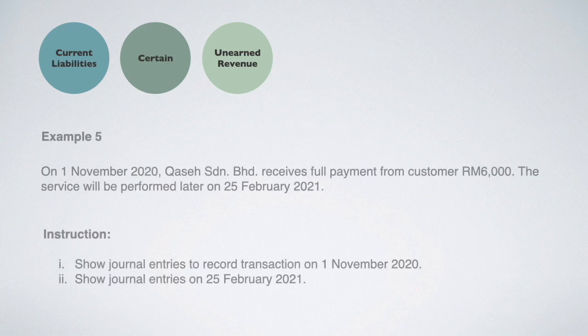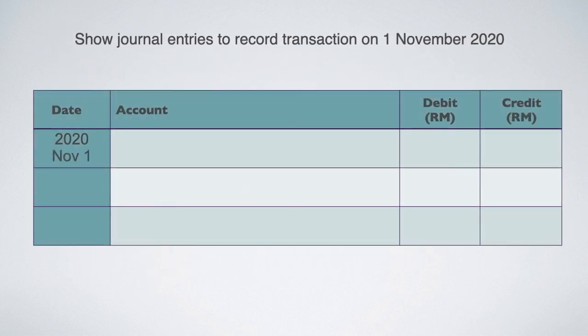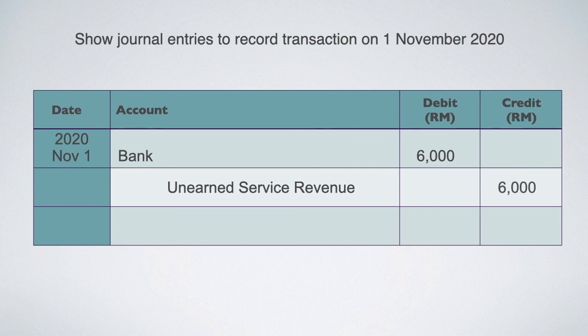Okay, we move to unearned revenue. Okay, what is unearned revenue? Tadi kita cerita ialah, tengok macam ni. Kasih ni, dia dapat duit RM6,000 tapi dia belum perform service. So, the question asks you to record first when the money received by the company. So, when the money received, you have to debit the bank and then you have to recognize that 6,000 as unearned service revenue as you realize that you haven't yet performed any services for the customer. Okay, so this is the recording for the transaction.